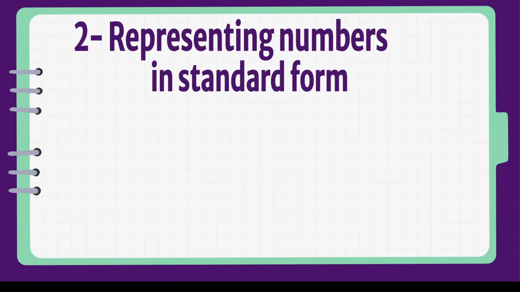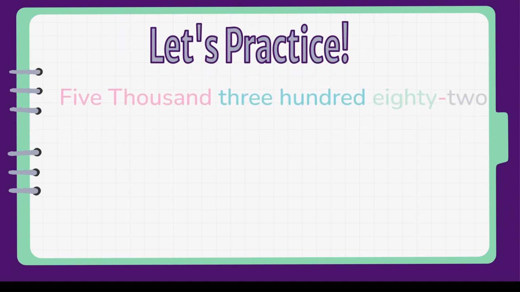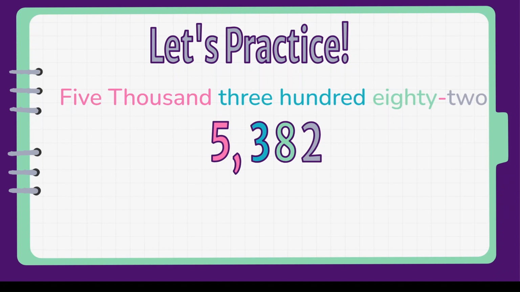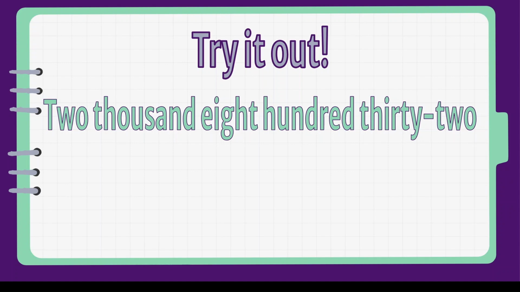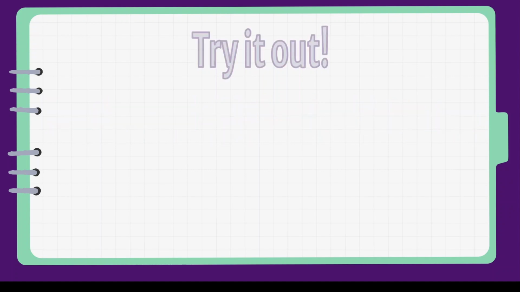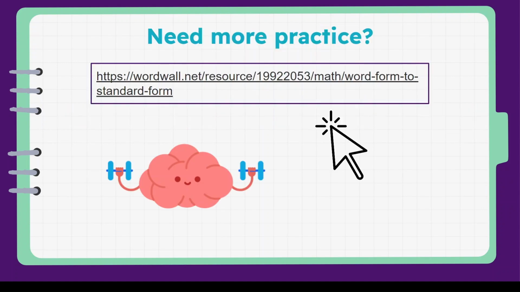Now let's move to representing numbers in standard form. Numbers can be written using digits. For example, 2,486 is written in standard form. Let's practice. We have this number written in word form, five thousand, three hundred eighty-two. Let's write it in standard form, 5,382. Now it's your turn. Try it out. And here is another example. For more practice, click on this link.